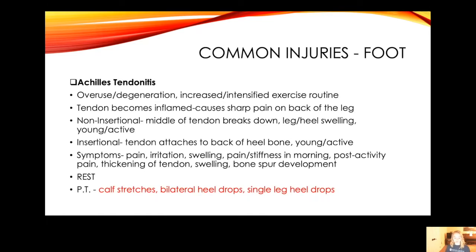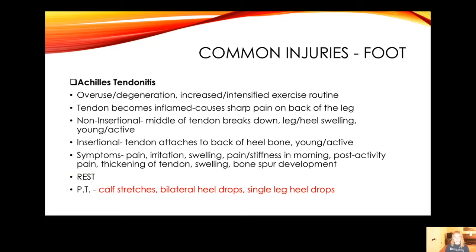Starting off in the foot, the first common injury mostly found in young and active people is Achilles tendonitis. This injury normally occurs because of overuse and degeneration, or if you were to increase or intensify an exercise routine really quickly. Achilles tendonitis causes the tendon to become inflamed, causing a sharp pain on the back of your leg. There are two different types of tendonitis, which are non-insertional and insertional.